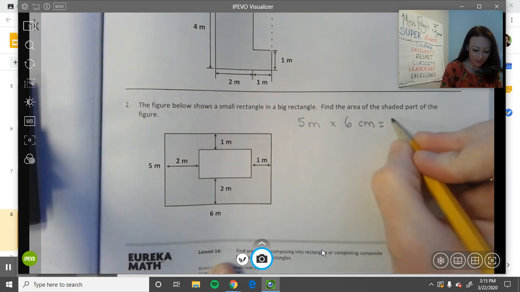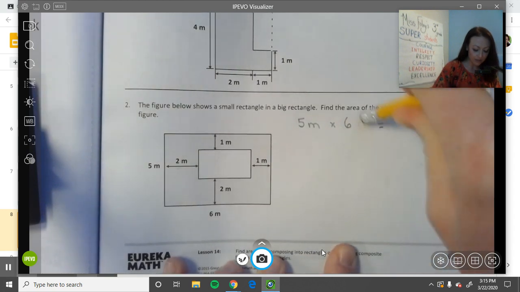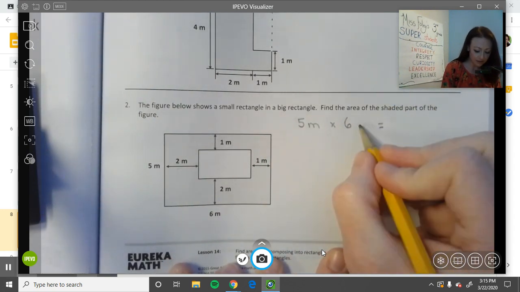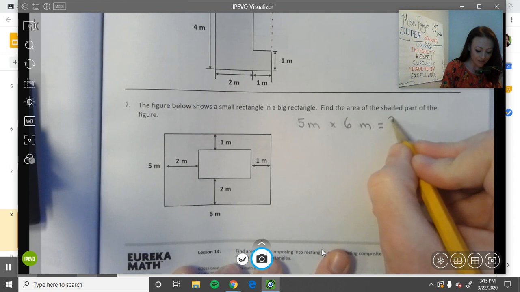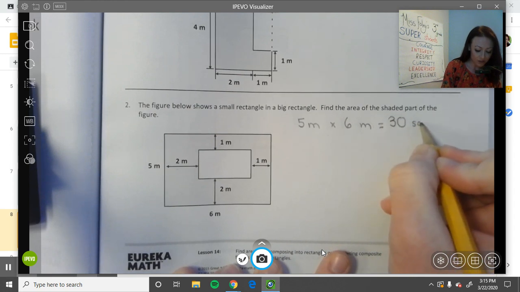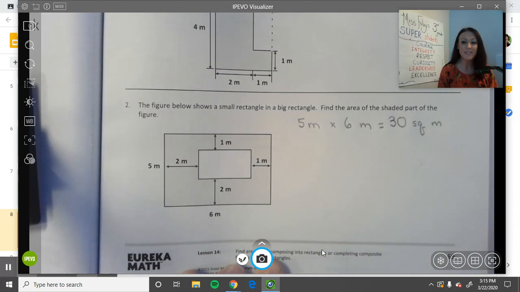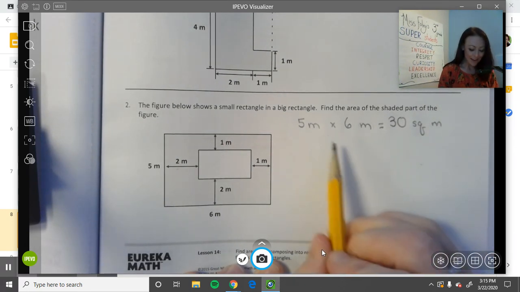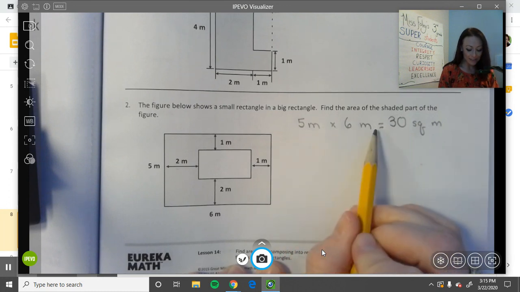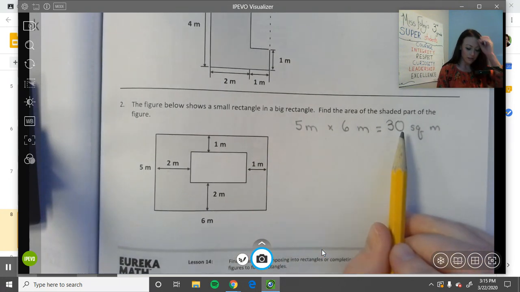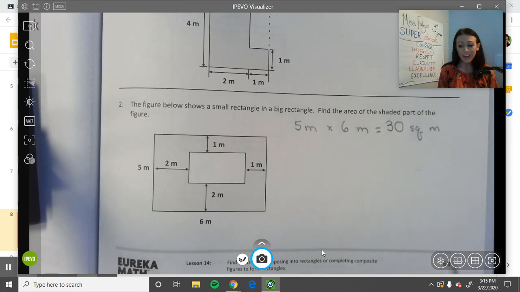So, oops, and I made a mistake on my label here. This one's not centimeters. This one's meters. So 30 square meters. I wonder how many of you caught my mistake there and were yelling at your computer screen saying, Miss Foley, fix that. Okay, so 5 meters times 6 meters equals 30 square meters. So that's the area of my large rectangle.